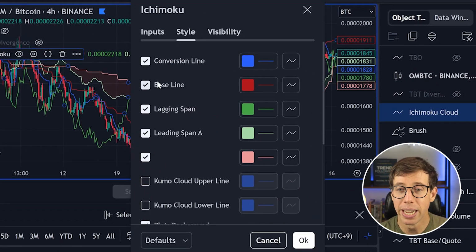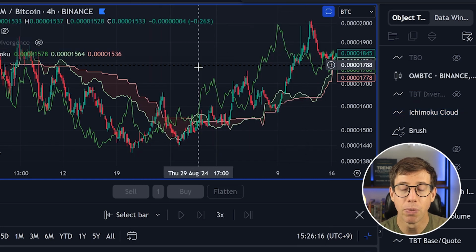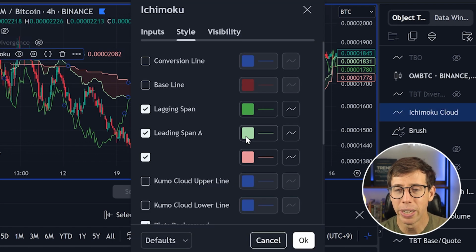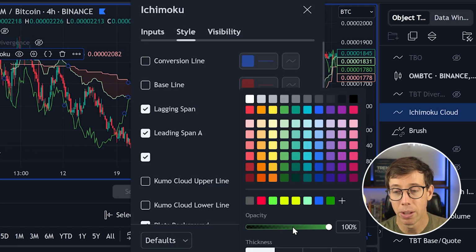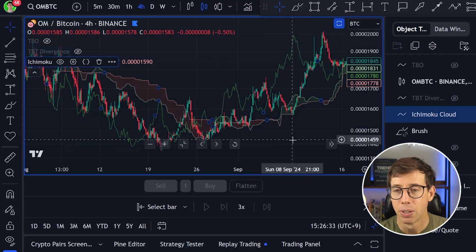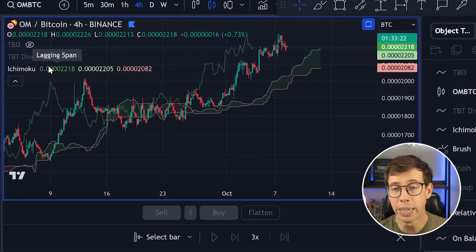So feel free to go into the settings. You can turn off the conversion and baselines, which is not something we need for this specific strategy. We can make the lines a little bit less annoying looking. We can make them more transparent instead of having them be super duper opaque. So this way it's a little bit easier for us to see, so that way the price is standing out more. Feel free to customize it as much as you want, but it's a great indicator to use.